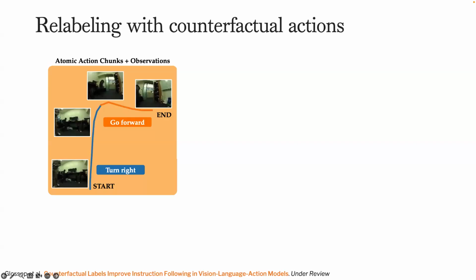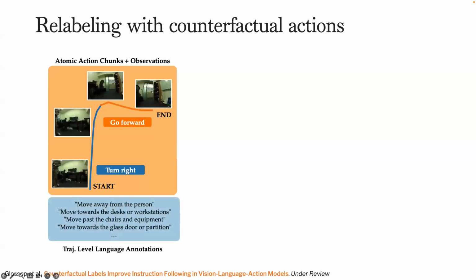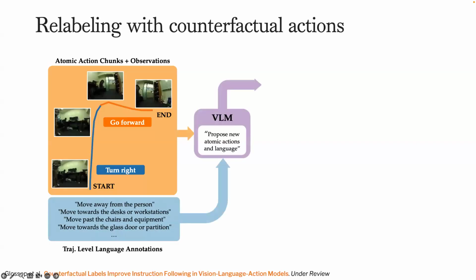So what we did there is, let's say you have access to a data set that looks like this, which is kind of a basic data set. And we have some high-level instructions for this data set. We pass this to a VLM to propose new tasks.